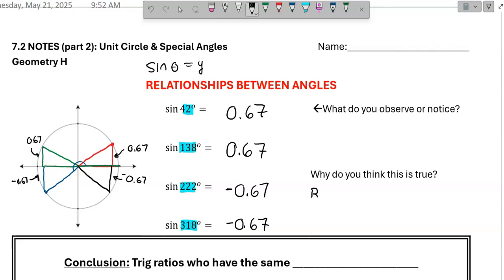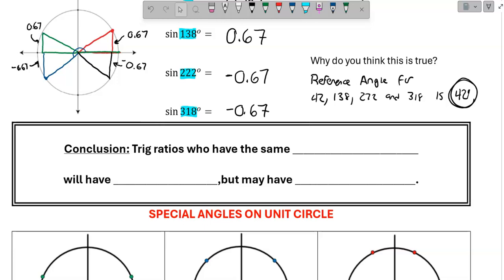So why do you think this is true? The reference angle for a 42, a 138, a 222, and a 318-degree angle is 42 degrees. And so here is the first big fact we can use about unit circles, and that is that trig ratios who have the same reference angles will have the same ratio as well, because they're the same distance from either the x or y axis, but depending on what quadrant we're in, they may have different signs.